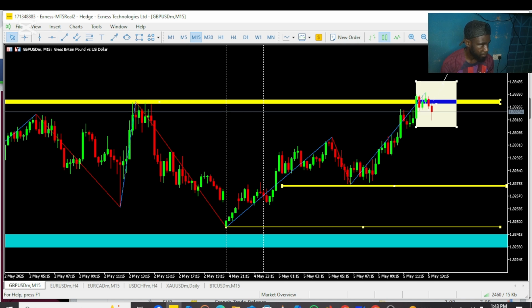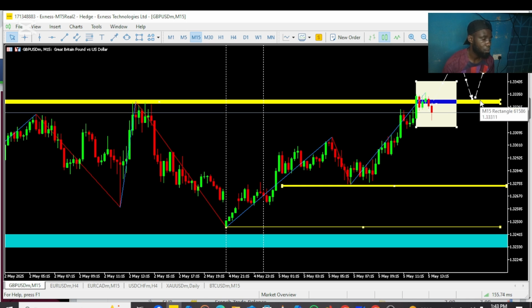then retest. After breakout and retest, then we look out for our entry, then we just enter for buy. This is what we are expecting on GBP USD.